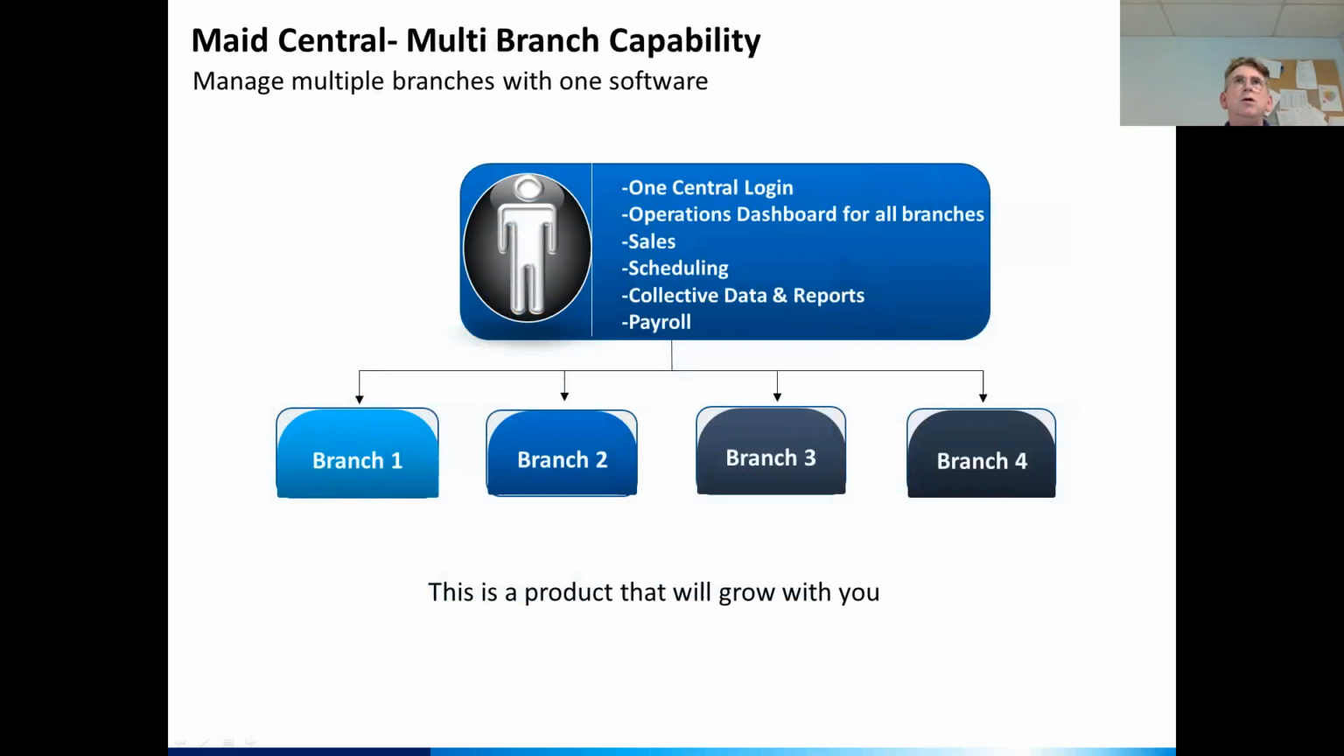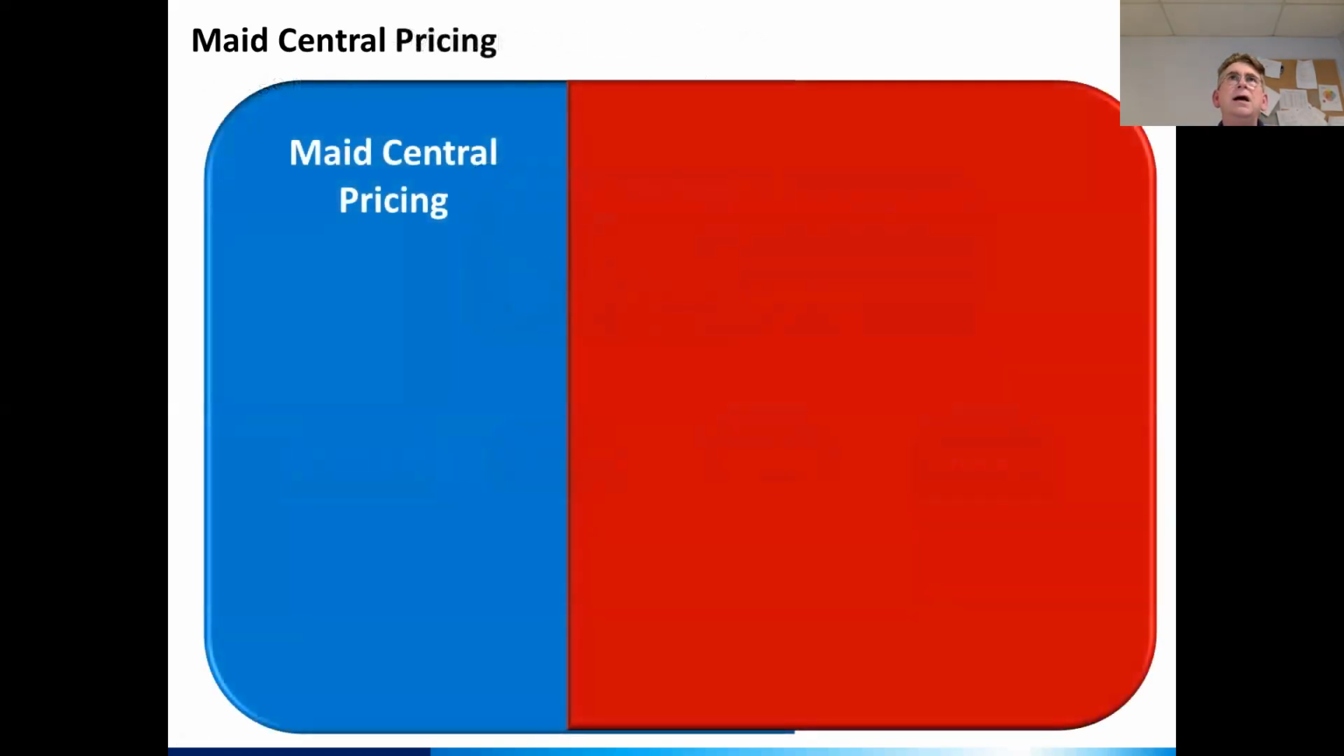Even if you aren't running multiple branches, we see this as an opportunity, because in part, maybe we aren't running multiple branches because it's too hard and we don't have the tools to do it. This software, I think, creates the opportunity for more cleaning businesses to consider expanding and opening multiple branches, because it's a tool that makes it a more feasible concept to pursue.